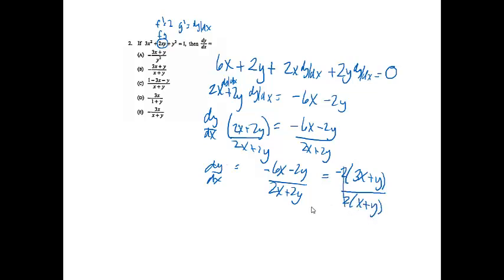And negative 2 divided by 2 will give me negative 1, so this is going to be negative (3x plus y) over (x plus y), and that is choice B. So we got it. B is my answer.